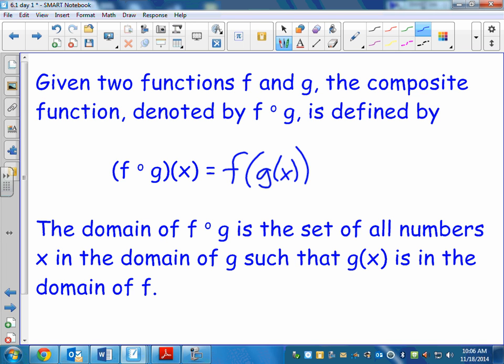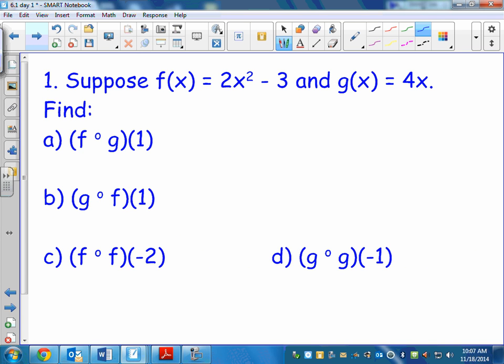But it says the domain of f of g is the set of all numbers in the domain of g such that g of x is in the domain of f. See why I've skipped it before? That just sounds like crazy talk, right? But let's start with doing this, and then we'll do the domain, okay?